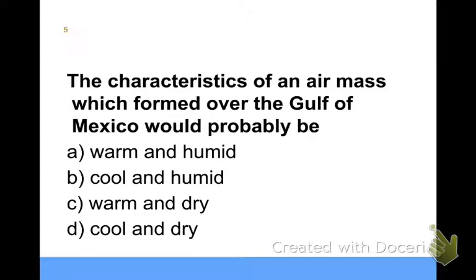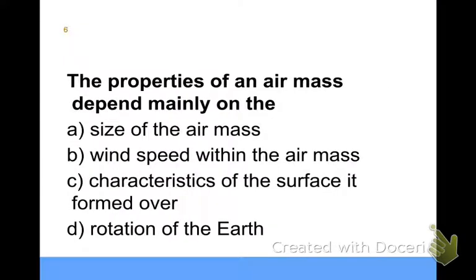And moving on in 5, 4, 3, 2, and 1. Number 6. The properties of an air mass depend mainly on the A. Size of the air mass, B. Wind speed within the air mass, C. Characteristics of the surface it formed over, or D. The rotation of the Earth.